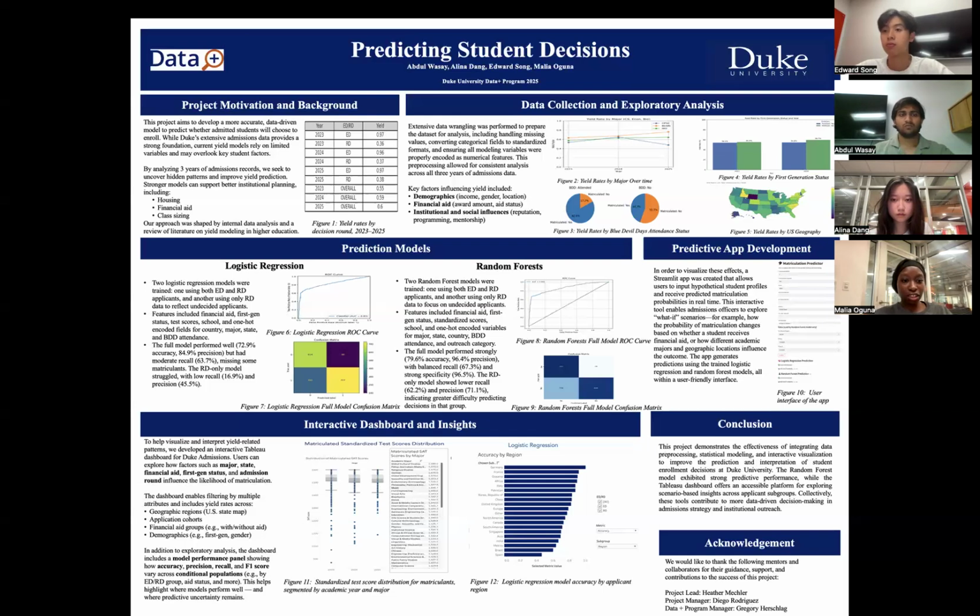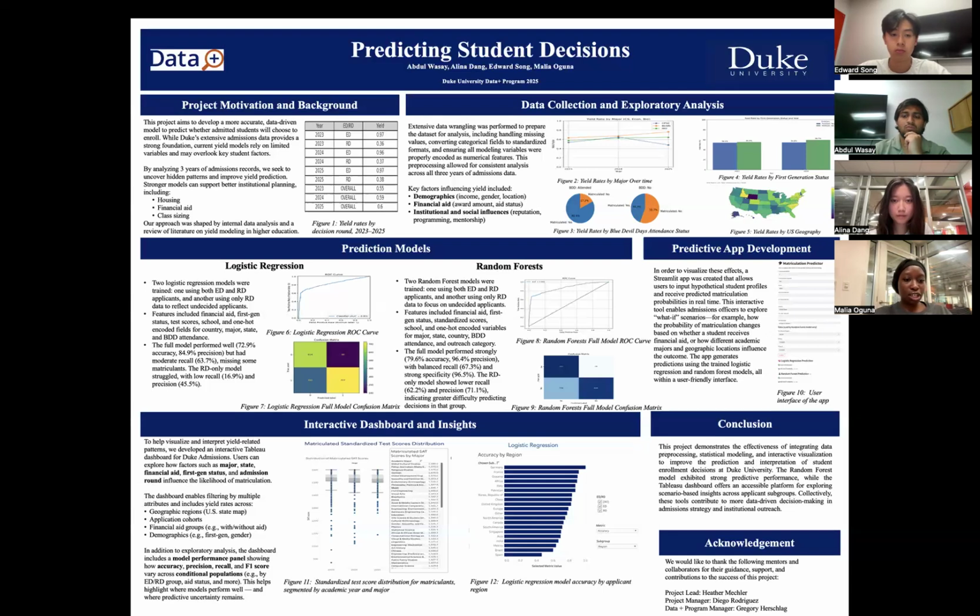These patterns revealed notable differences in matriculation behavior across different student subgroups, highlighting areas where yield is consistently higher or lower. We focused on three key types of predictors: demographics, like gender and location, financial aid, such as net cost and scholarships, and engagement and outreach factors, such as Blue Devil Days.